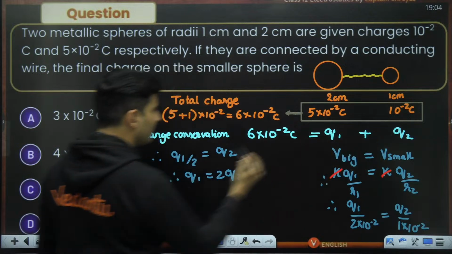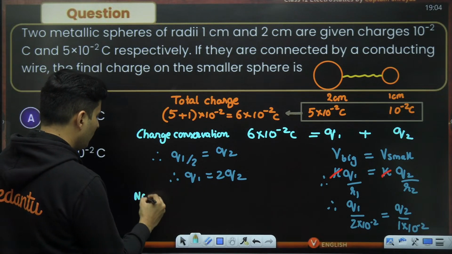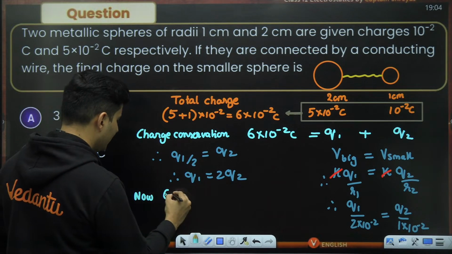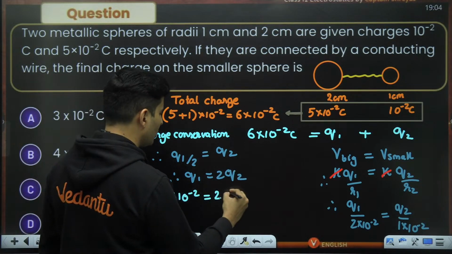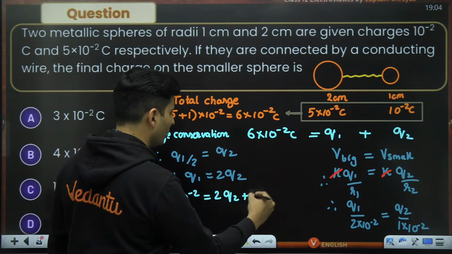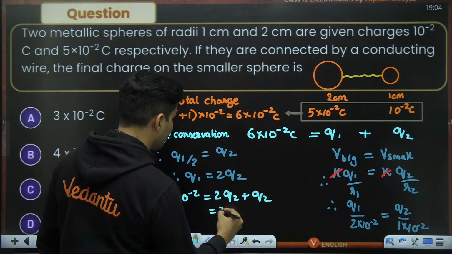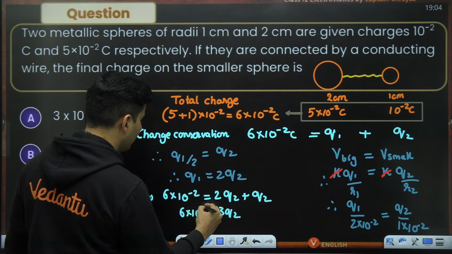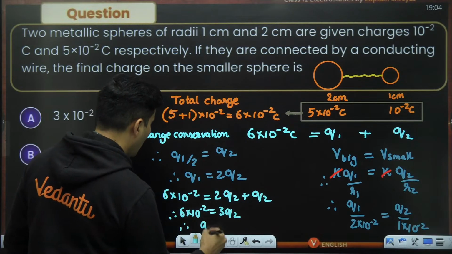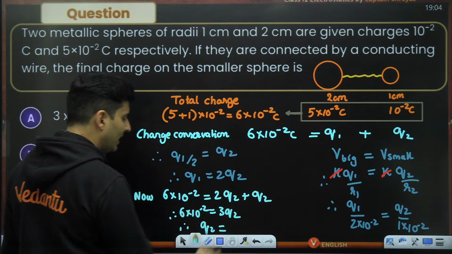Now use this relationship. Now, what will you get? The relationship 6 into 10 to the power minus 2 coulomb is Q1 plus Q2, where Q1 is 2 times of Q2, which is basically 3 times of Q2. That is 6 into 10 to the power negative 2. Therefore, how much will be the value of Q2? 6 by 3, which is 2.